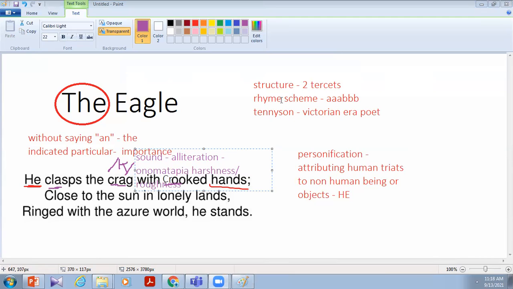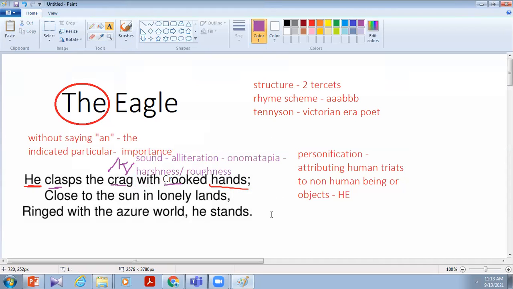Onomatopoeia is a sound device which you use to indicate meaning. Like if you say pitter patter raindrops, you can hear the sound of rain. So if you say "clasped the crag with crooked hands", you can hear that sound. That is what you call onomatopoeia. To give you the meaning, they have used the sound effect.